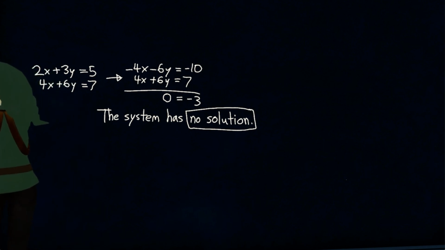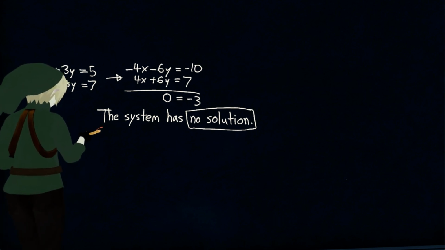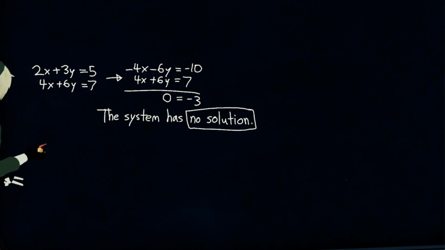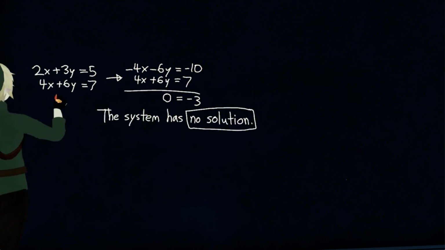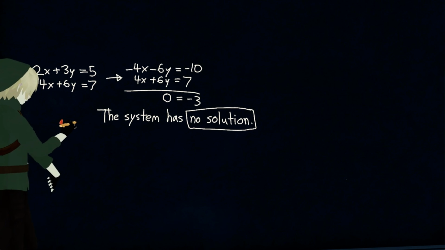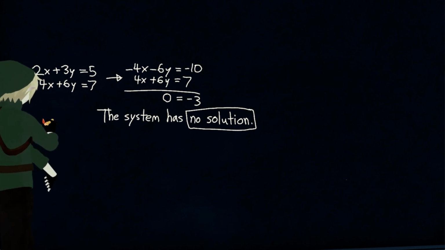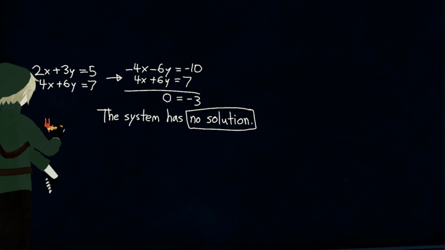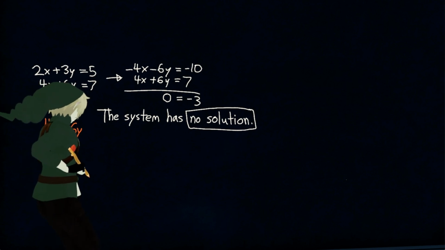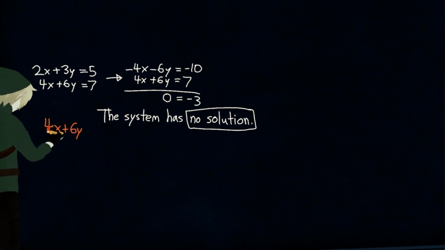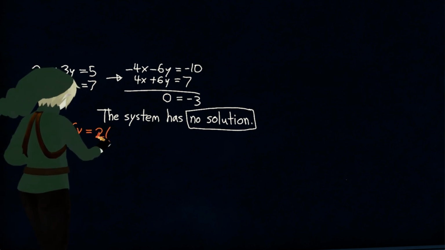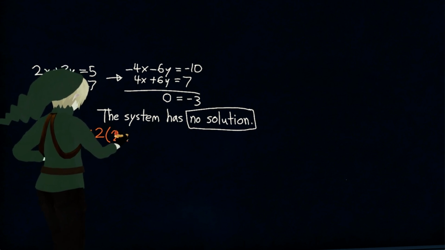I'm gonna use a different color. Let me use red. I'm gonna go on this side, or maybe I'll put it at the bottom. Okay, so notice that we have 4x plus 6y. Can we actually factor a number here? We actually can. Here, we can factor 2 out, right? And we get 2x plus 3y.